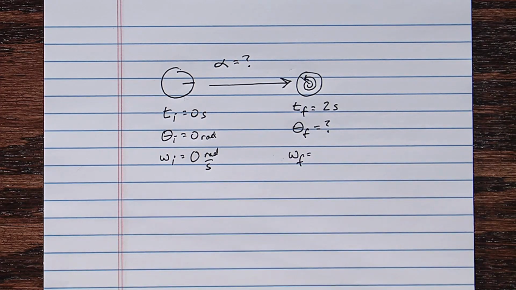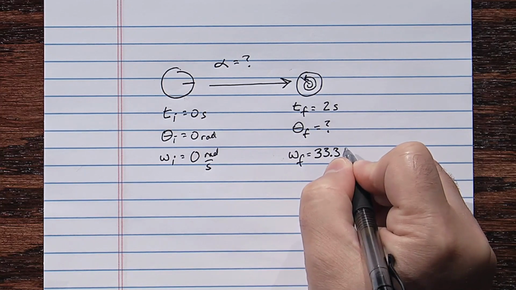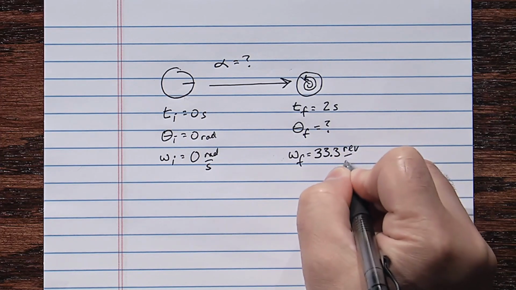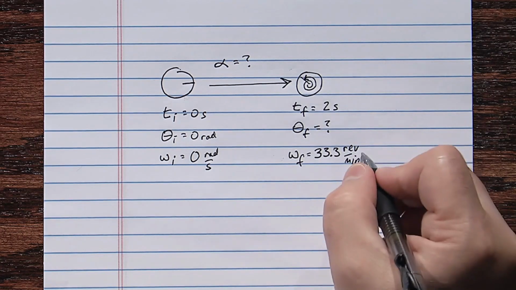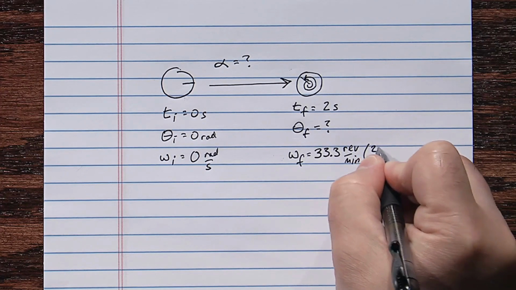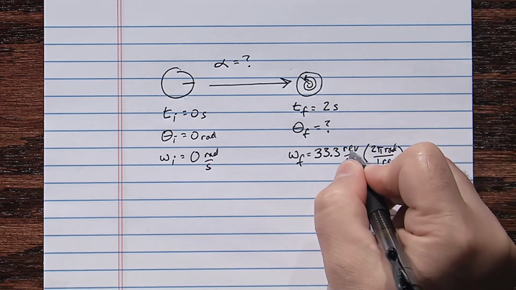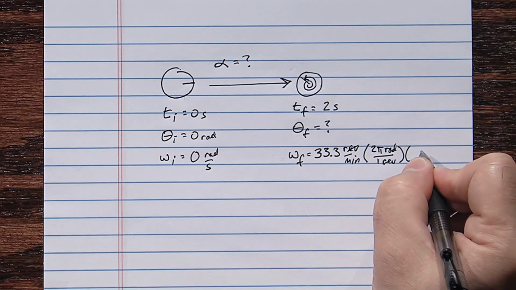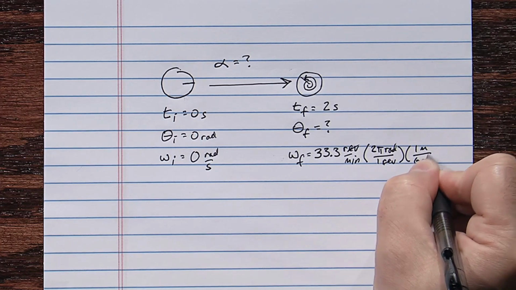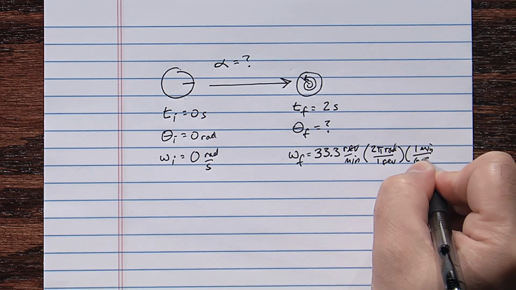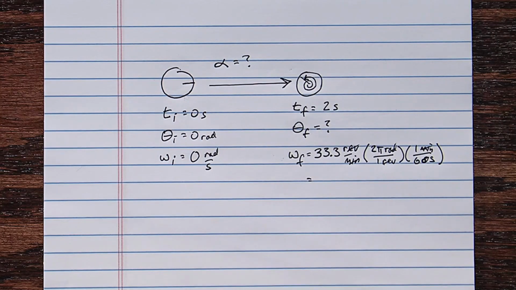Omega final, we're given as 33.3 revolutions per minute, and we'll have to convert that to radians per second by multiplying by 2 pi radians per 1 revolution, and that'll take care of our revolutions, and by 1 minute is the same as 60 seconds, and that'll take care of our minutes. And so we can calculate that.